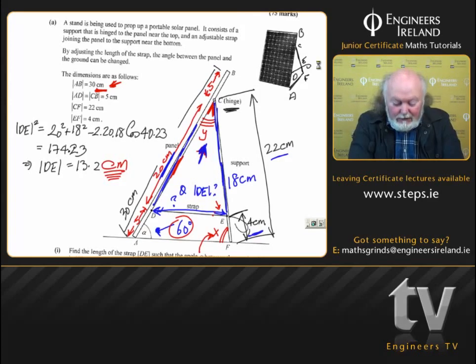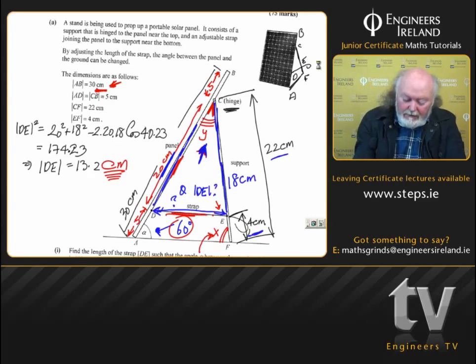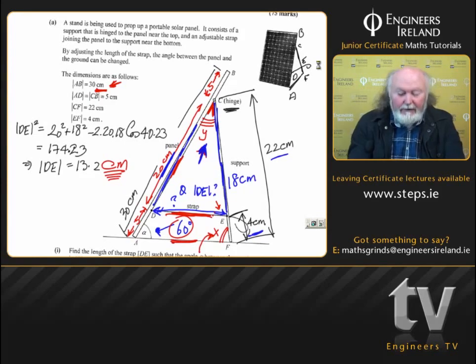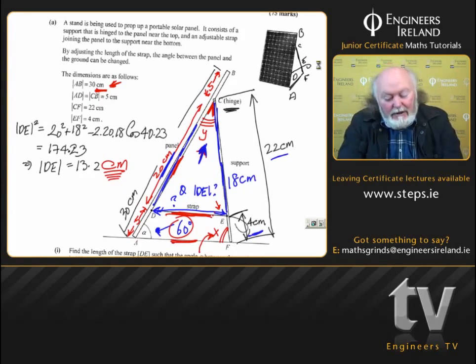13.2 centimeters. Don't forget the centimeters. That was easy, okay? What you needed to do was to avoid thinking that that was parallel to that, and you can see the maths you've been using is actually junior cert maths. There's nothing difficult in this other than calm, patient thinking.